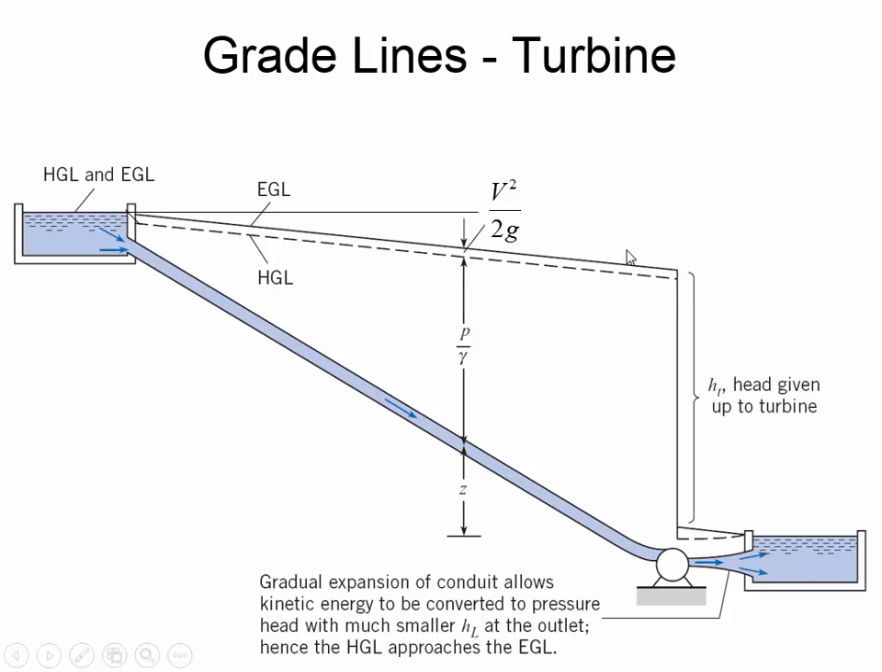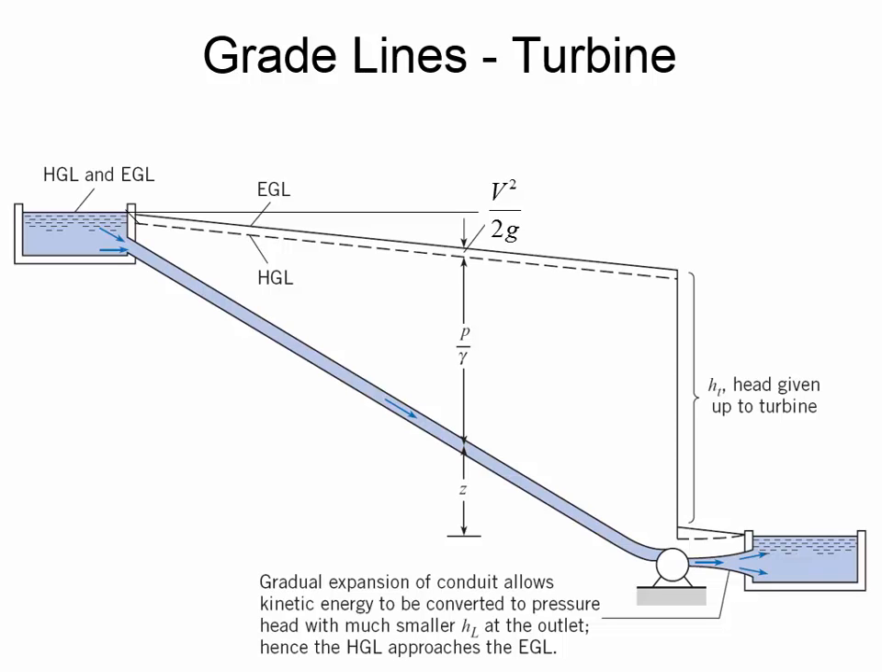But then suddenly that turbine extracts the pressure because it's spinning around and the downstream face of the turbine has a lower pressure, and so suddenly the water that comes out of the turbine has a much lower velocity, a much lower energy grade line and hydraulic grade line. So that's why there's that vertical drop-off there, is because turbines extract pressure from the system.